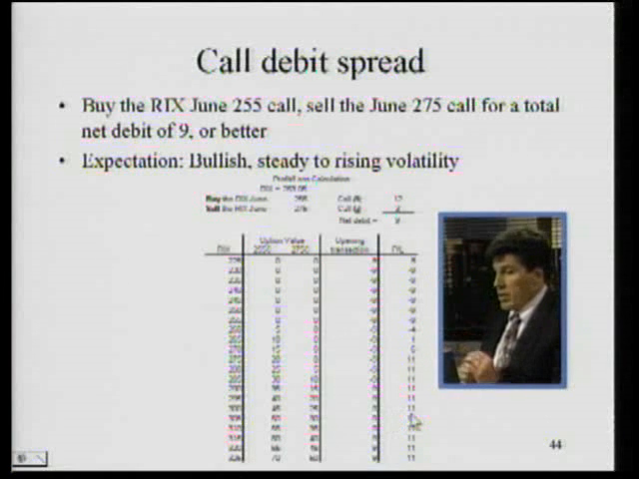So there's a shortcut way of taking a look at profit and loss and risk and reward. The profit potential is the difference between the strike prices minus the debit that you pay. So the difference between the strike prices is 20, minus 9 is 11. There's your profit potential. Your risk is the debit that you paid. Your risk is 9. Okay. And you can see that that follows. It never gets above 9.